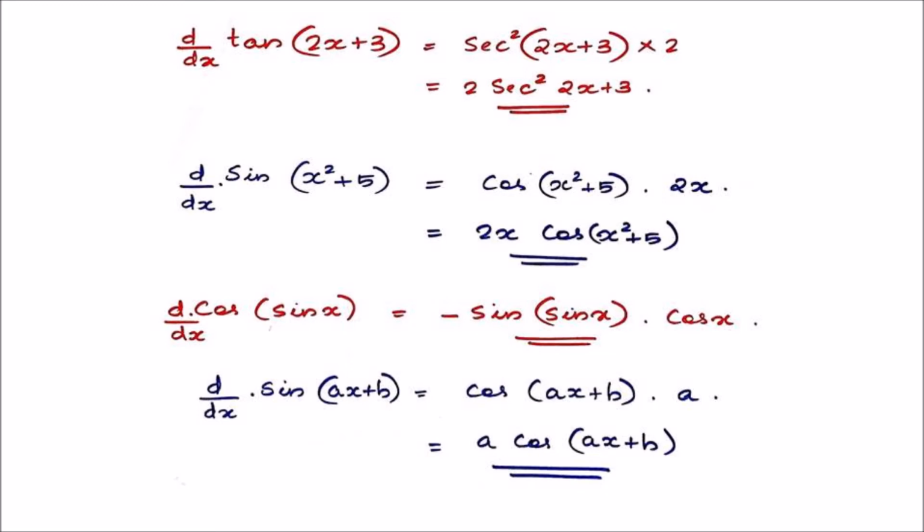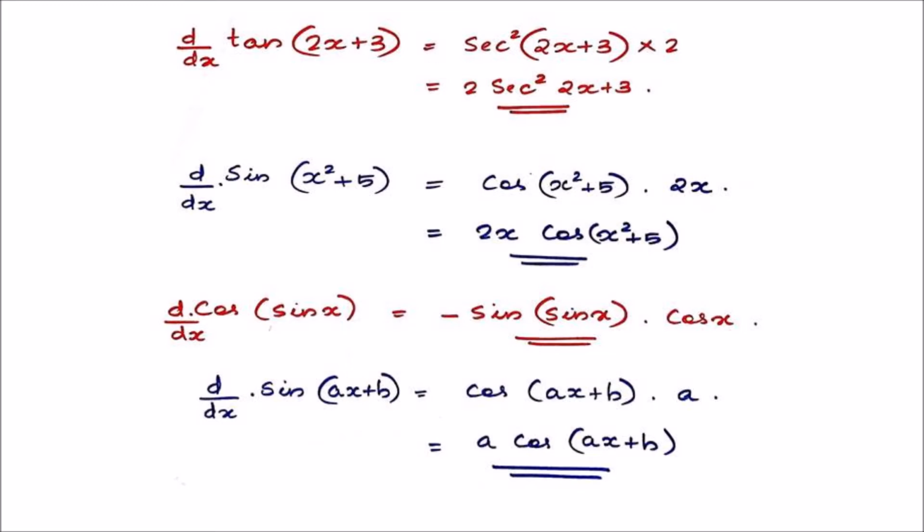Now the second question, sin x square plus 5. Here also cos x square plus 5 into the derivative of x square plus 5, that is 2x. So the answer is simply 2x into cos x square plus 5. Now the third question is also similar to what we had discussed. Cos of sin x, which is equal to minus sin of sin x into the derivative of sin x. The derivative of sin x is cos x.